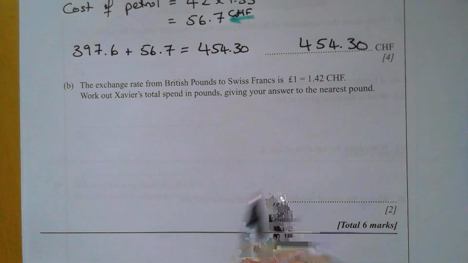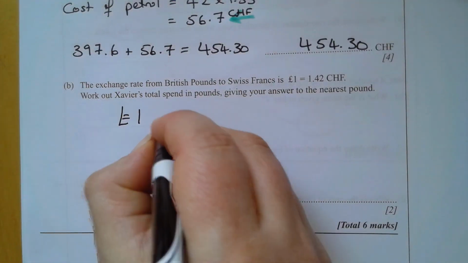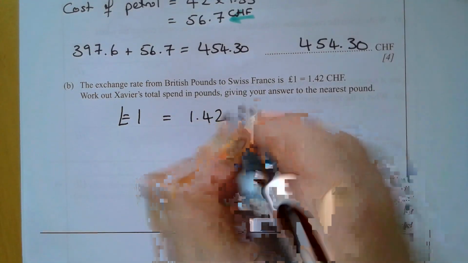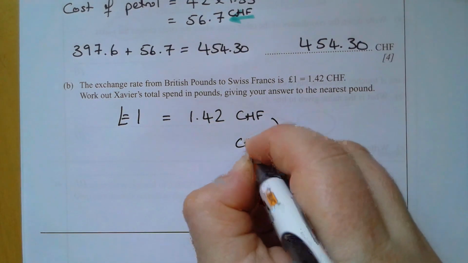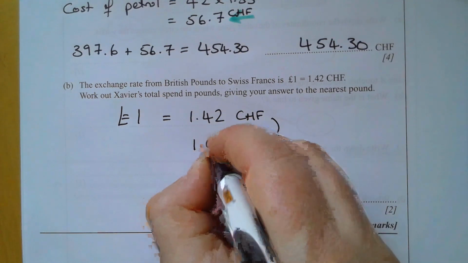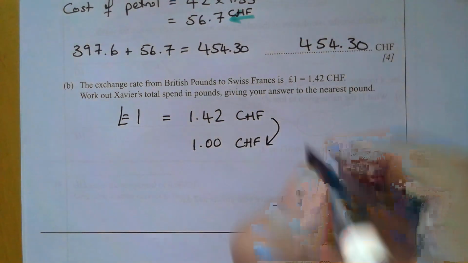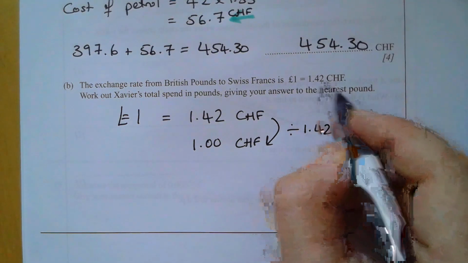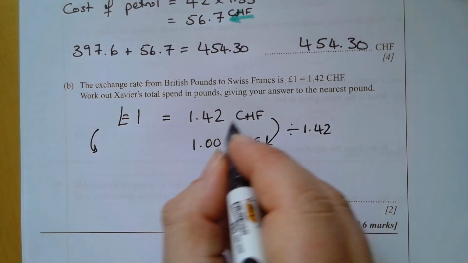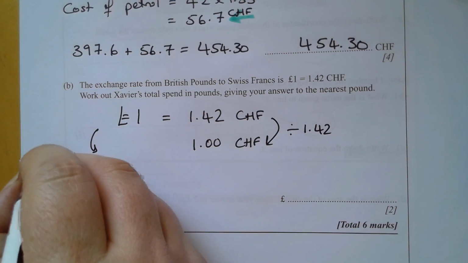Exchange rate. So start by getting to 1 Swiss franc. What do we do? Well, we divide that by 1.42. That's the exchange rate. Whatever we do to the francs, we do to the pounds.